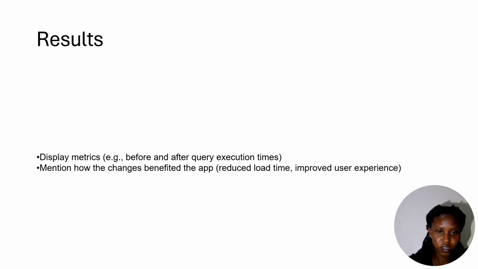About results, display metrics, for example before and after query execution time. So you have to display metrics about the execution after the changes. Mention how the changes benefited the app: reduced load time, improved user experience. Here you have to mention what benefits you gained from the changes.